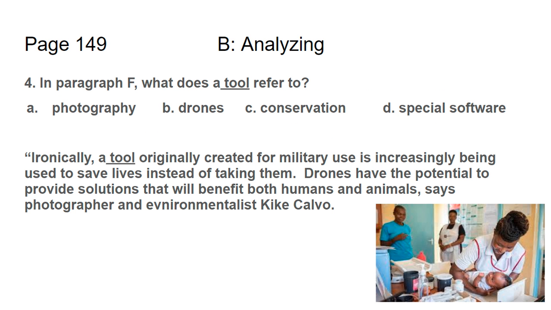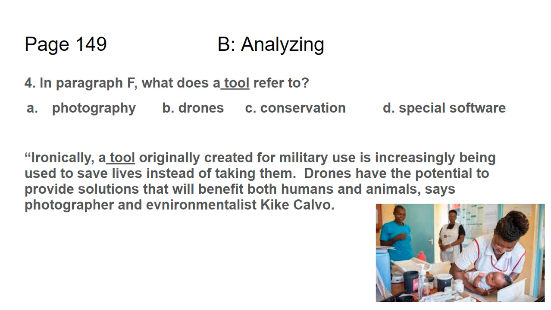All right. And number 4, in paragraph F, what does a tool refer to? So in paragraph F, and again, you can look in your book 147, it says ironically, which means funnily or surprisingly, a tool originally created for the military use is increasingly being used to save lives instead of taking them. Okay, drones have the potential to provide solutions that will benefit both humans and animals, says photographer, environmentalist Kike Calvo.